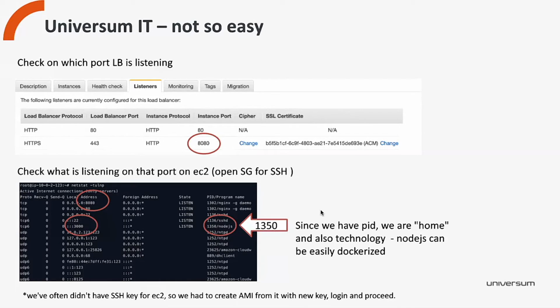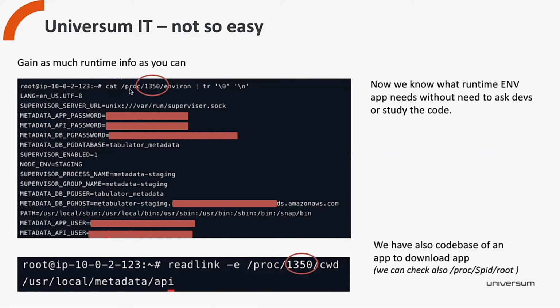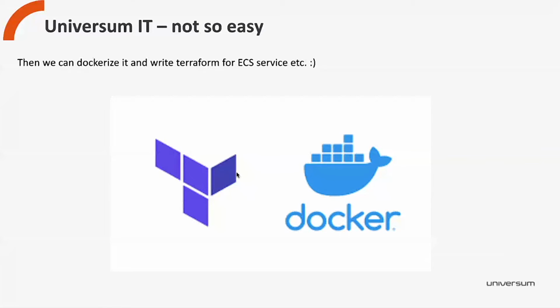And then you can just go cat /proc/PID/environ, and you have all the environment variables from the application, so it's easier to do. And also where the code lies on the server, for example, if you have a runtime. It also applies to Docker and Kubernetes and basically all Unix processes. And then we created an ECS service and Docker.